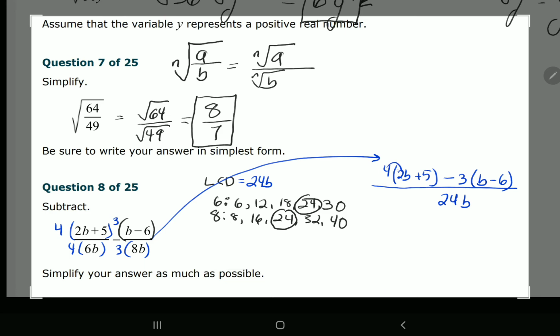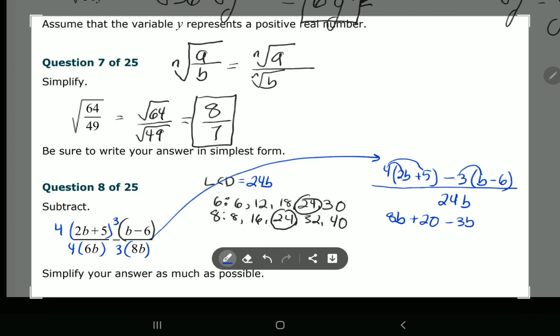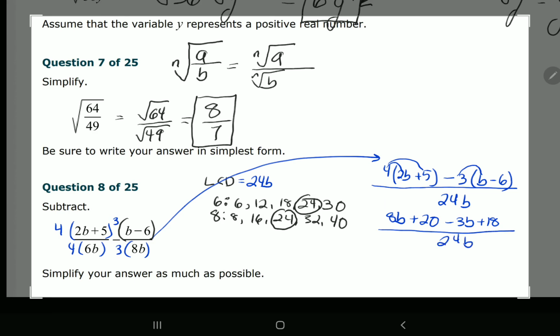Then we can distribute. 4 times 2b is 8b. 4 times 5 is 20. Negative 3 times b is negative 3b. Negative 3 times negative 6, positive 18. Over 24b. Excuse my handwriting.